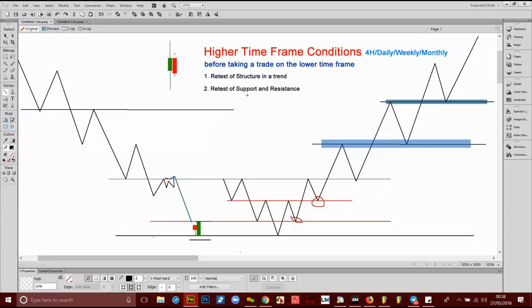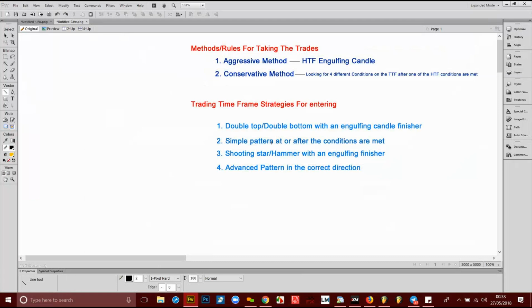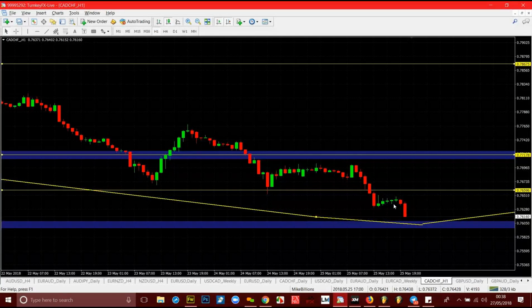Remember, the rule says it may be a simple pattern at or after the conditions are met. This is a simple pattern after the conditions. So it came in, touched it, broke out of it, and then dropped the flag, dropped the pennant. So this is an example of what we're talking about. And then what did you see happen? The market broke out and then kept dropping. Yep, so that is an example of what we're talking about.